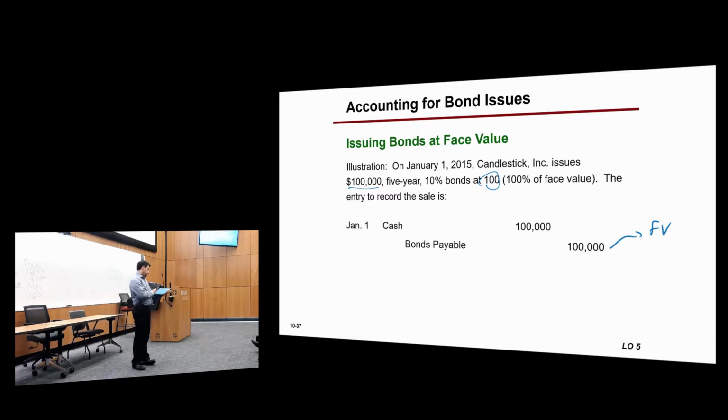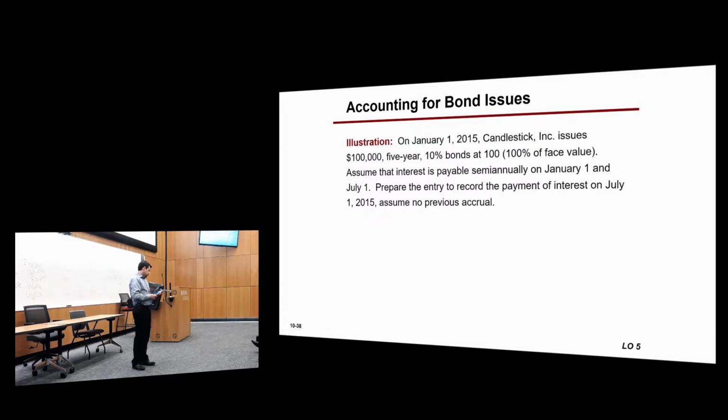Okay? Now, on January 1st, the company issues those ones. This is the same one. Now, assume that interest is payable semi-annually on January 1st and July 1st. On January 1st, what's the journal entry? The company will pay interest. Interest is always the contractual interest rate multiplied by face value.